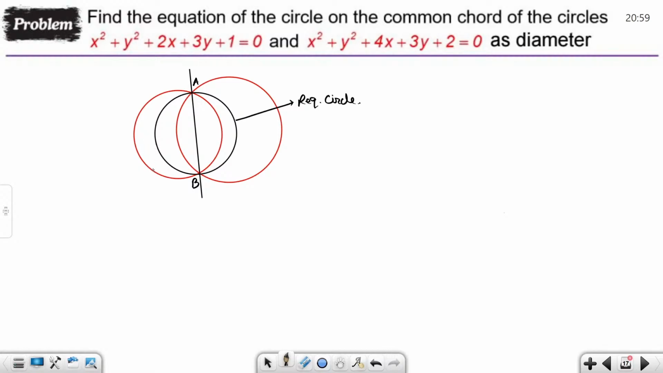The equation of this circle is given to us like this one. And this is our second circle which is given. So AB is the common chord, which is also the radical axis for these two circles. Now, what is the equation of AB? Equation of AB, this will be what? Simply subtract one equation from the other.